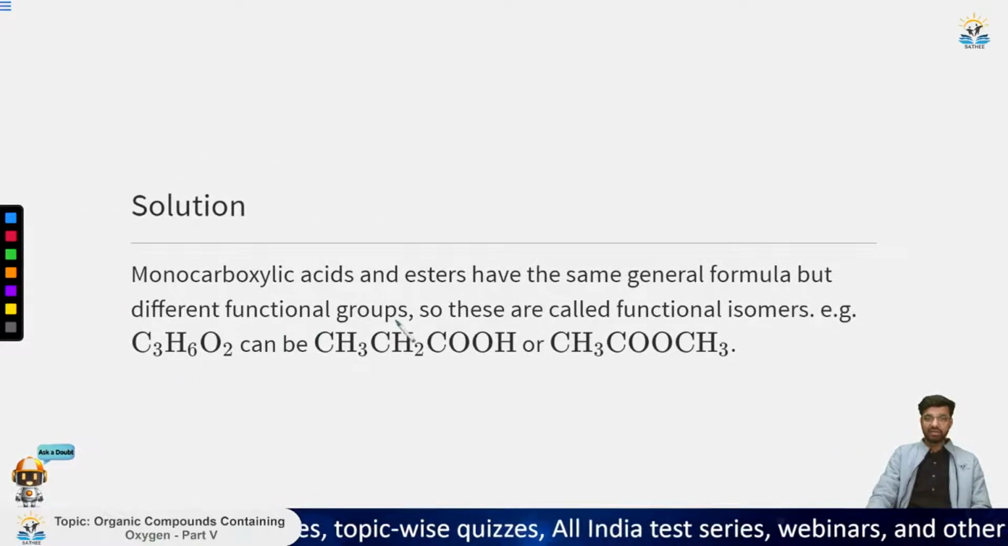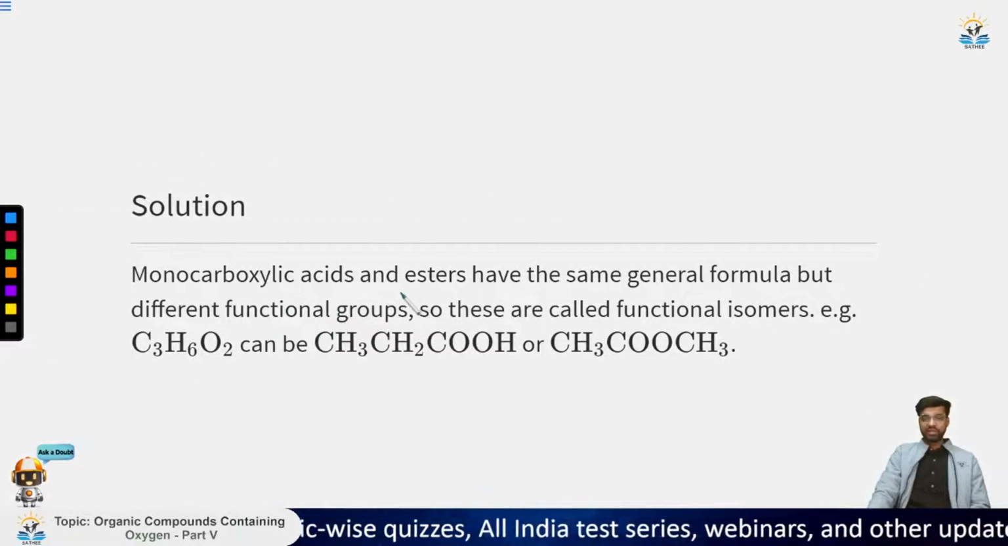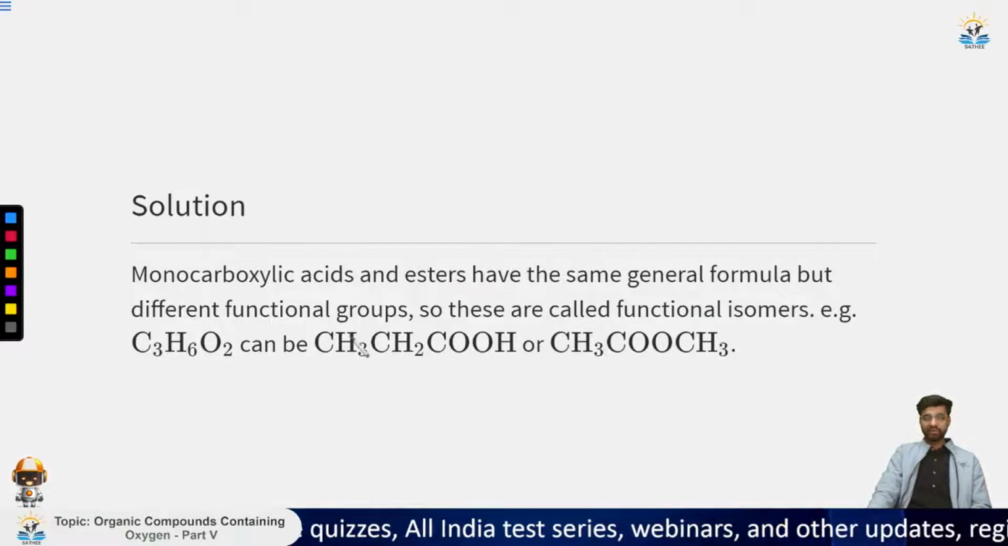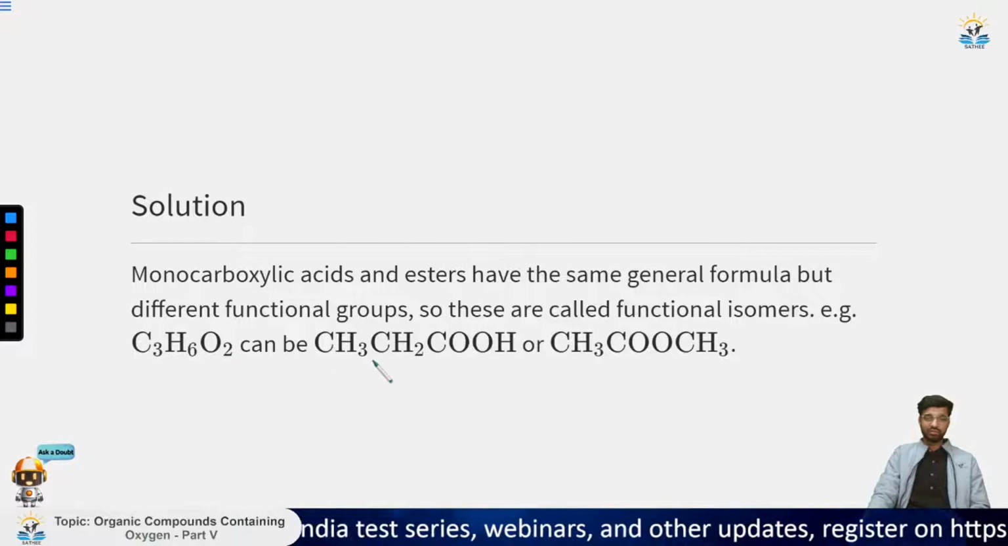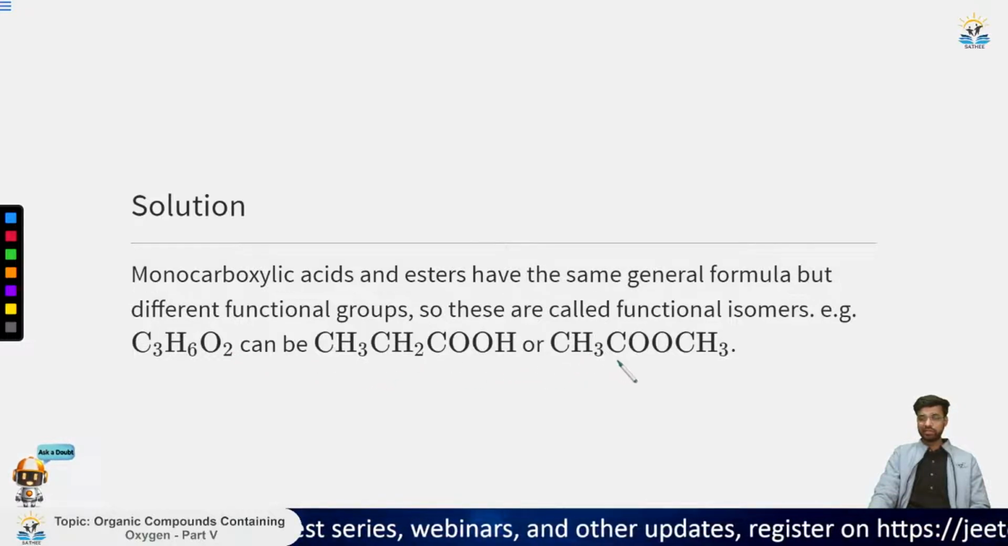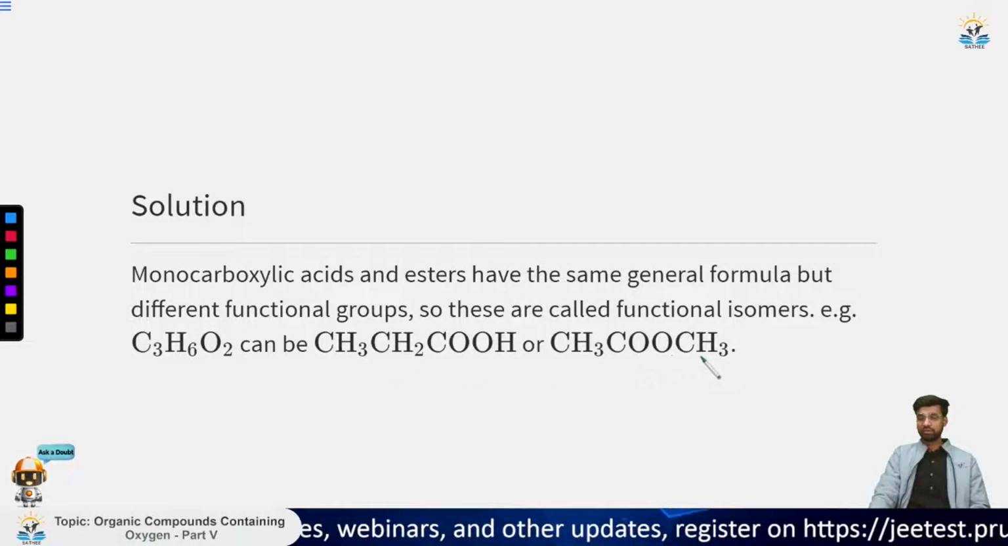The same thing is written here. Monocarboxylic acids and esters have the same general formula but different functional groups, so these are functional isomers. An example is C3H6O2: CH3CH2COOH and CH3COOCH3.